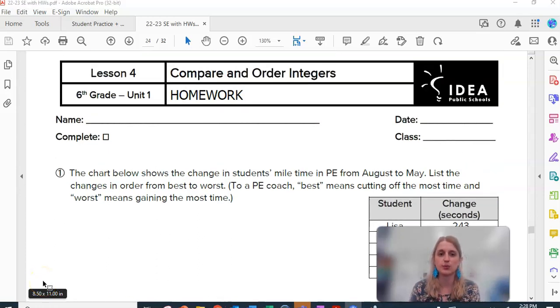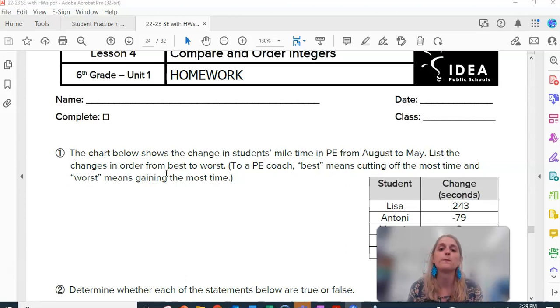Okay, so this is the homework for comparing and ordering integers like we learned today. The first problem says that the chart below shows the change in students' mile time in PE, because you have to run the mile, from August to May. List the changes in order from best to worst.